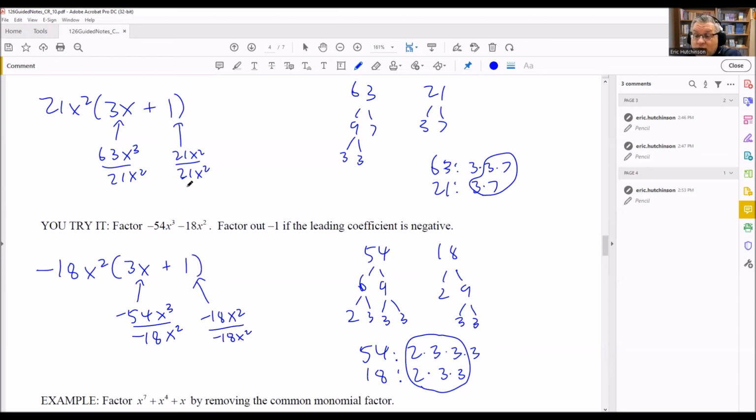Again, you can always multiply this out to see if you got it correct. And if you do, if you multiply this, that will give you the negative 54x cubed because you're adding the powers. And then you have minus 18x squared. So that would be fully factored.